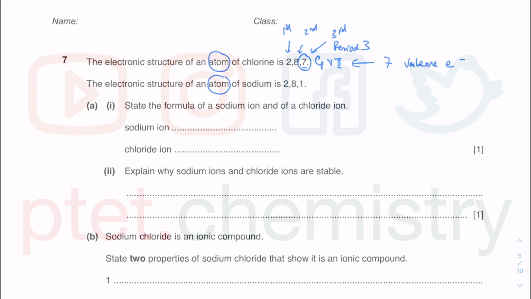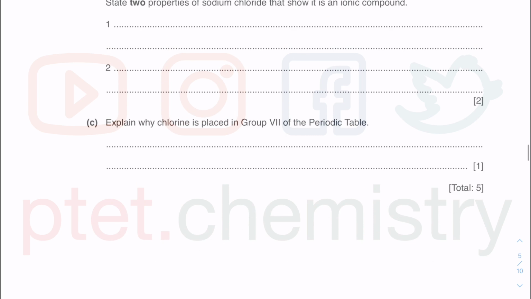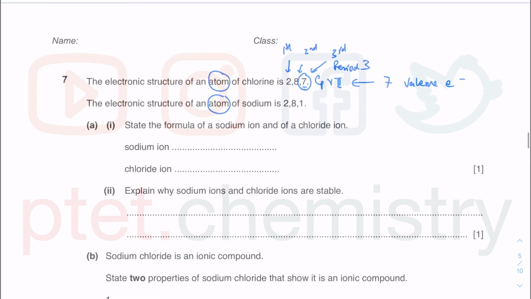Speaking of which, this is the very answer to this part of the question. A lot of students put down that chlorine is a non-metal, and that's actually wrong, because they specifically ask you for the group number. In the syllabus, in the notes, they say students should be able to state that the group number tells you the number of valence electrons. Group number tells you the number of valence electrons.